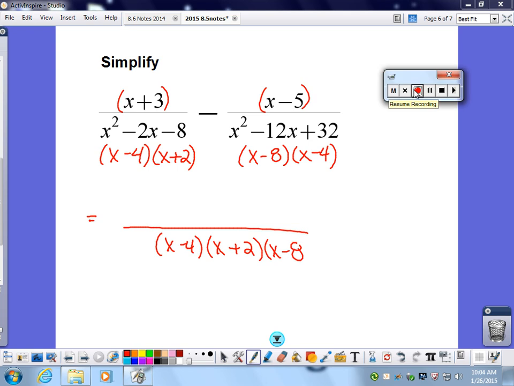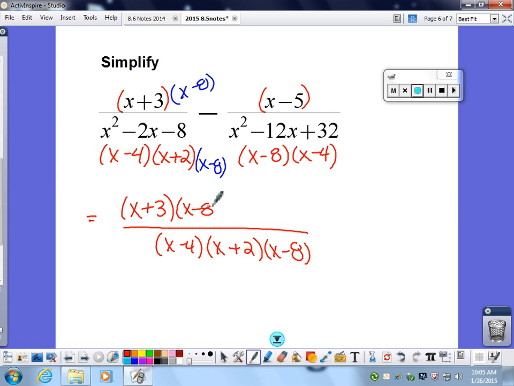All right, so let's see. What do I need to get in my numerator? All right, I've got x minus 4, x plus 2, but I need an x minus 8. So I'm going to multiply the numerator times x minus 8 and the denominator times x minus 8. So that's going to give me my new numerator, which is x plus 3, x minus 8.